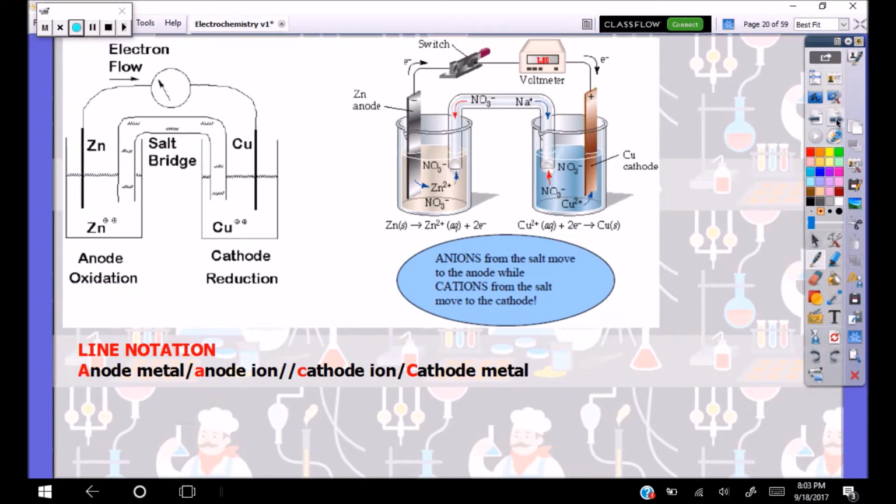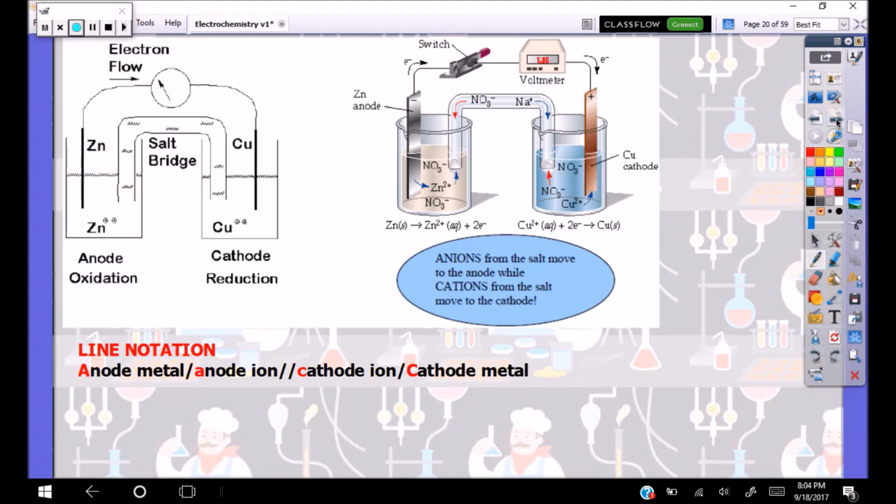So here's another picture of a couple of different cells. Actually, it's the same cell. We've got zinc and copper. We also have something called line notation. So the line notation setup is the anode metal, and then a slash followed by the anode ion, followed by a double slash. And we've got a cathode ion and then the cathode metal.